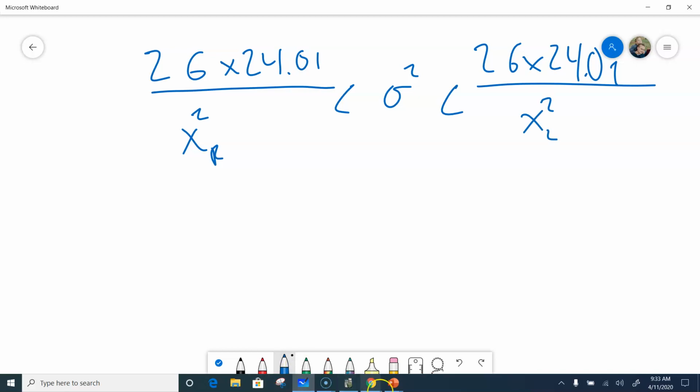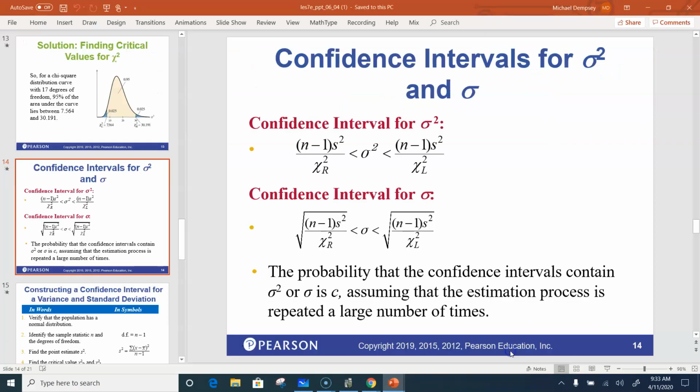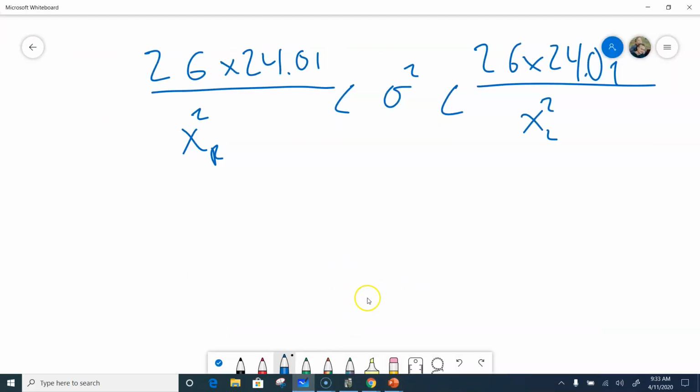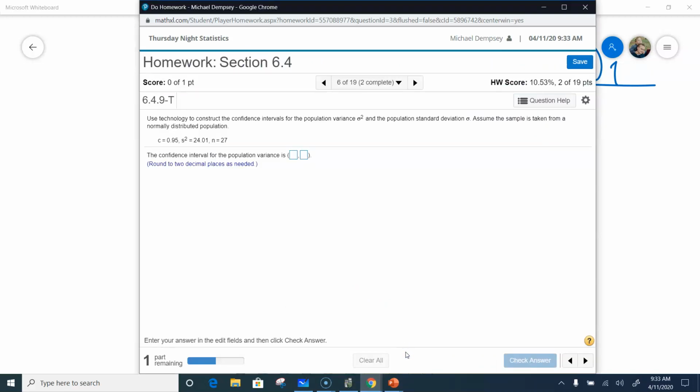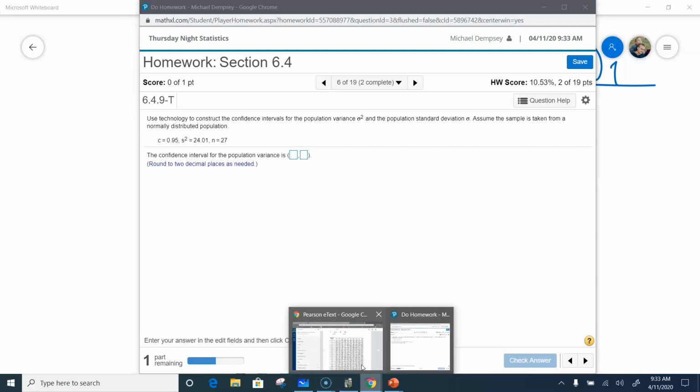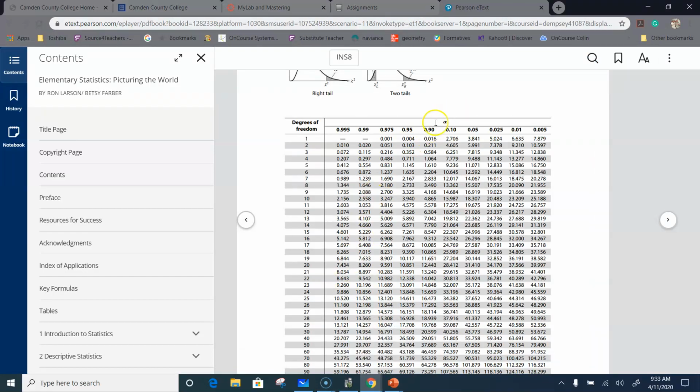Okay, they're in opposite spots of what you would expect, right? Chi-squared right is over to the left, chi-squared left to the right. So we have to go look those up. Well, we want 95% confident, and we have 26 degrees of freedom. Okay, so for 95% confident, I don't look in this column. I'm going down to 26. I want to be in the 0.975 column. Okay. So that's my chi-squared left, 13.844.